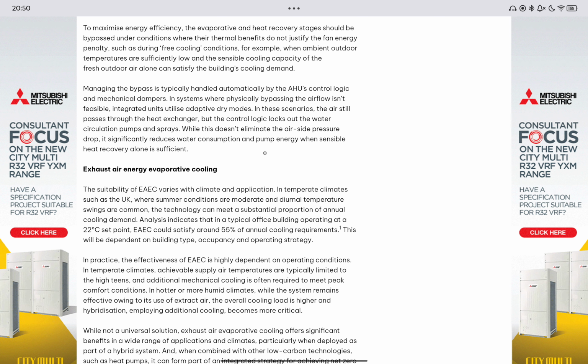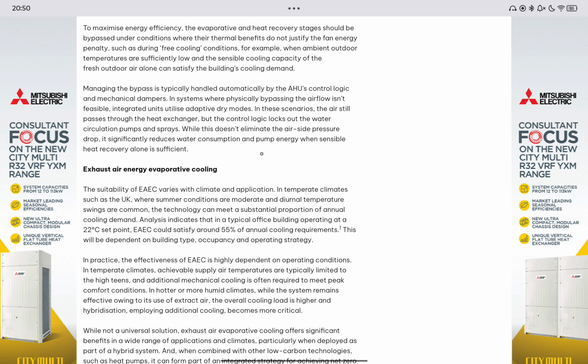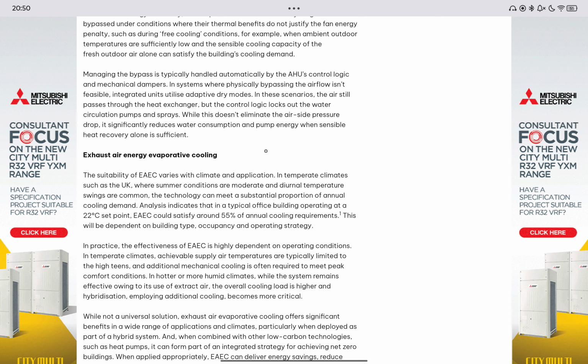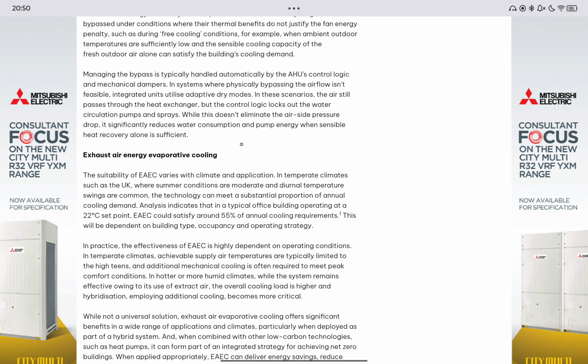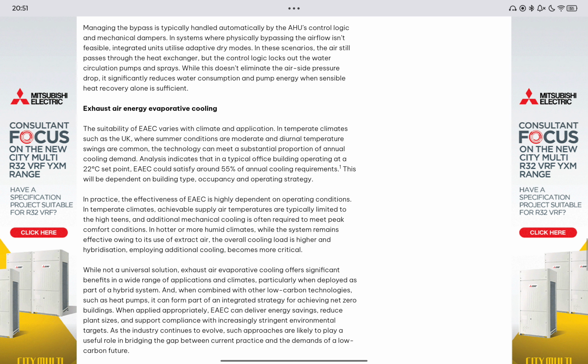In systems where physically bypassing the airflow isn't feasible, integrated units utilize adaptive dry modes. In these scenarios, the air still passes through the heat exchanger, but the control logic locks out the water circulation pump and sprays. While this doesn't eliminate the air side pressure drop, it significantly reduces water consumption and pump energy when sensible heat recovery alone is sufficient.